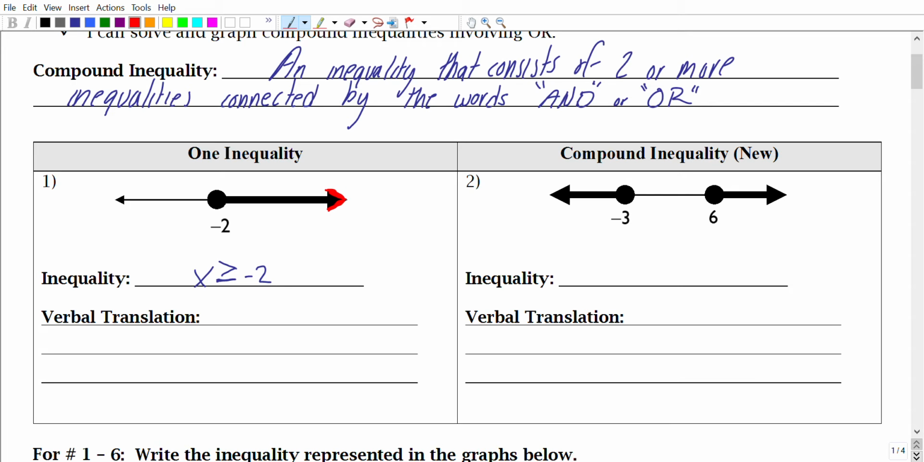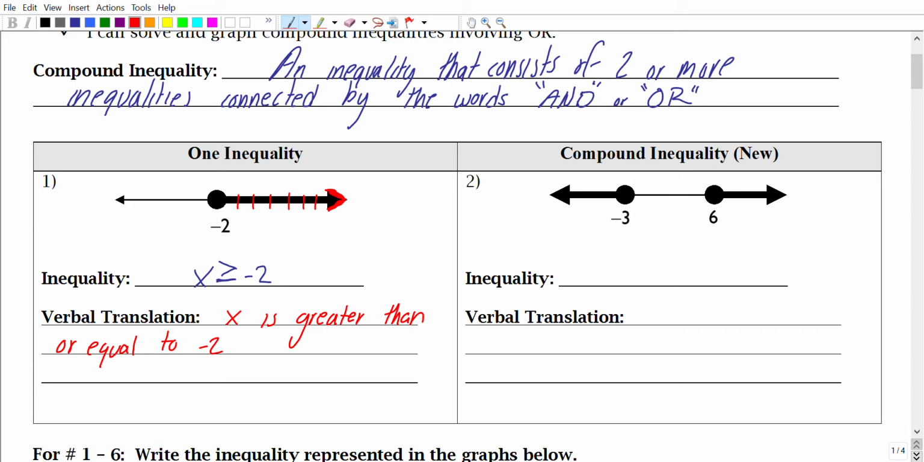Another way of doing it is just understanding that the values on this side are all greater than -2 on the number line. So shading to the right is greater than, the left is less than. So my inequality here is x is greater than or equal to -2. Let's go ahead and write that as our verbal translation: x is greater than or equal to -2. Okay? So that was basically some stuff that we've been doing before.